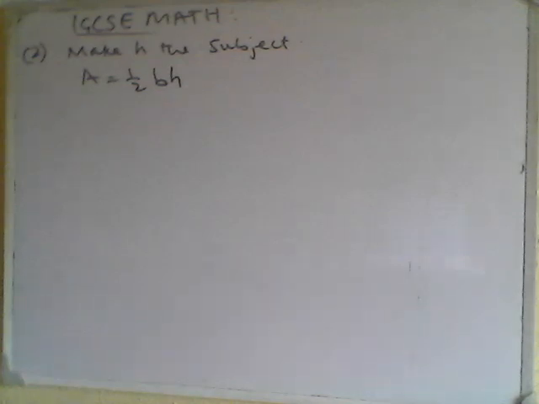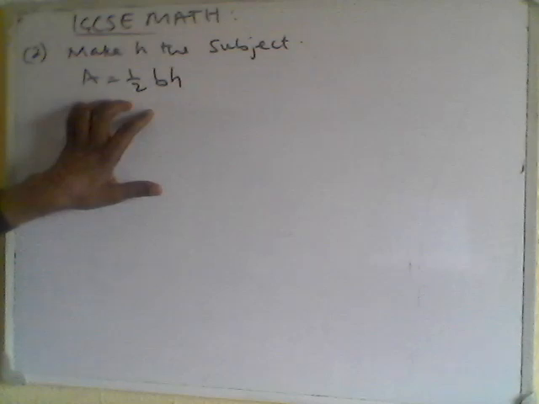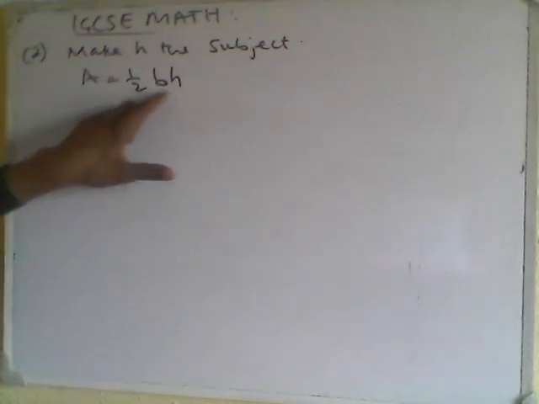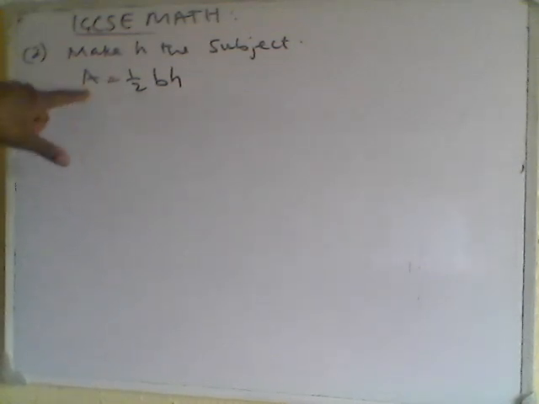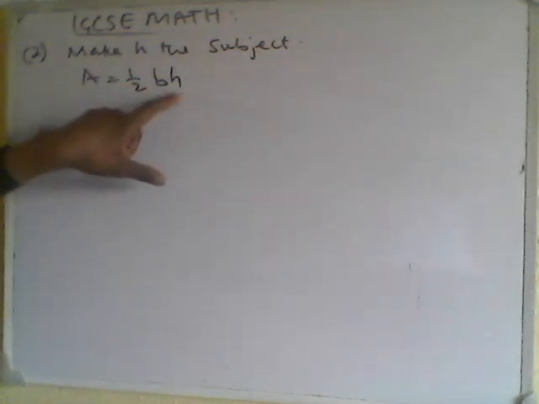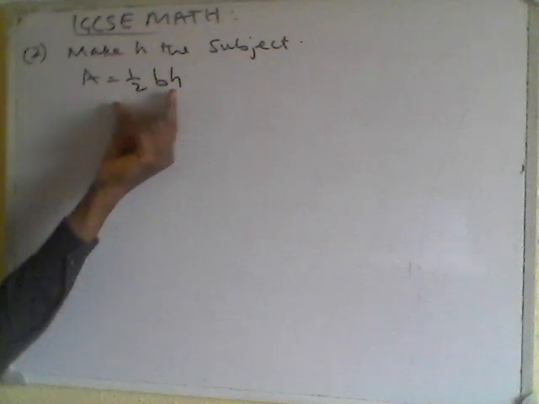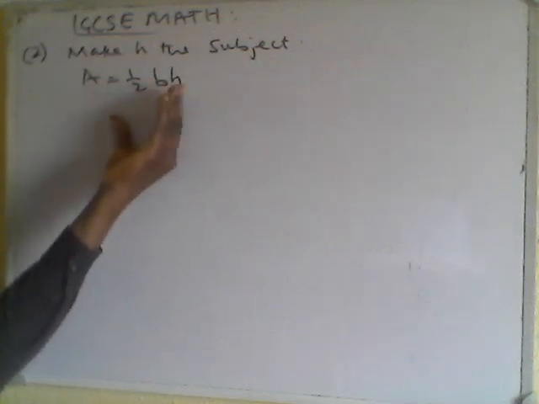So again, I have another example on the board: make h the subject in this formula. So I have A is equal to half base times height, right? Now A currently is the subject, and I have base and height inside here, but the height is what I want to make the subject. So I look at the right side of the equation.